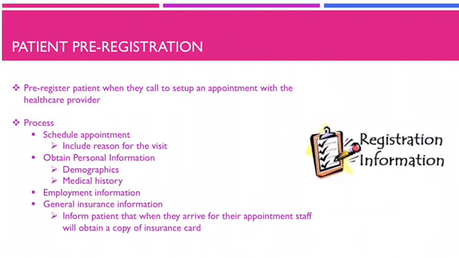We'll also obtain any personal information regarding name, date of birth, address, telephone number, email, those types of things, and also the medical history if we can get a little bit of that. The employment information and any general insurance information. This includes who the insurance holder is, who the insurance is through, and sometimes if the patient has the insurance card in front of them, we'll be able to get the insurance numbers as far as the group numbers and the ID numbers, the member ID numbers.